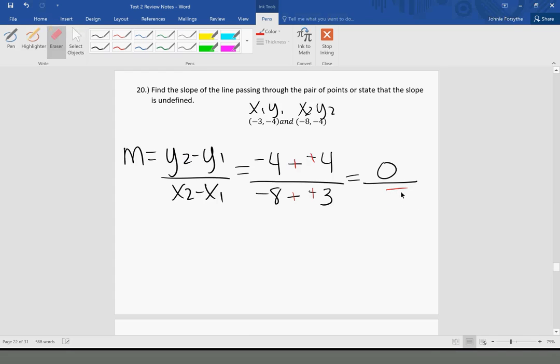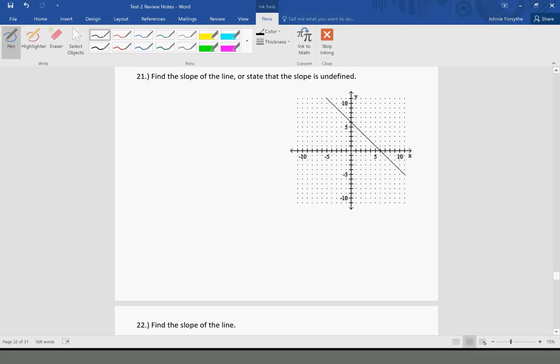Now 0 divided by, here we go, 0 divided by a number will equal 0. Now remember, a number divided by 0 is undefined, but 0 in the numerator would just simplify to 0. So the slope of this line is 0.